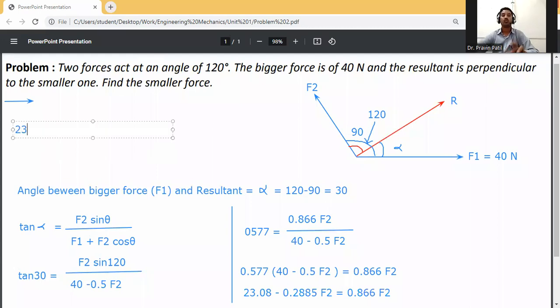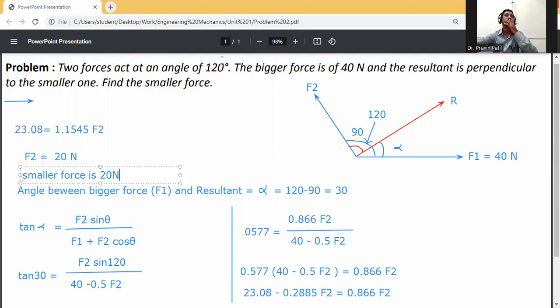So 23.08 is equal to 0.866 plus 0.2885, that is 1.1545 F2. F2 is equal to 23.08 divided by 1.1545. It will be 19.991, take it as 20 Newton. So the smaller force is 20 Newton. Okay. Smaller force is 20 Newton.